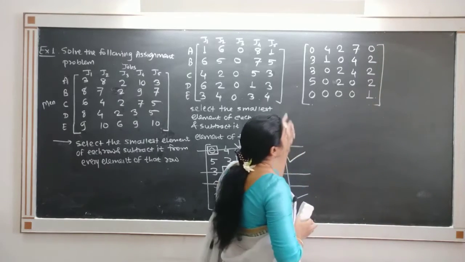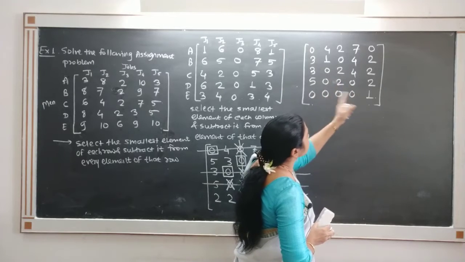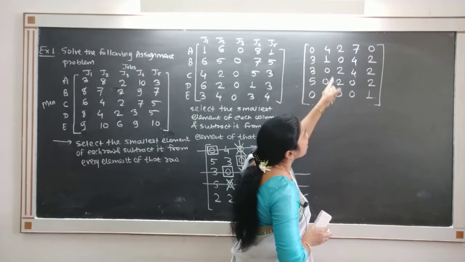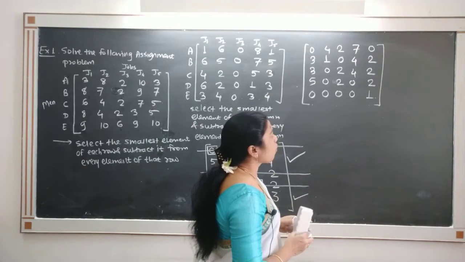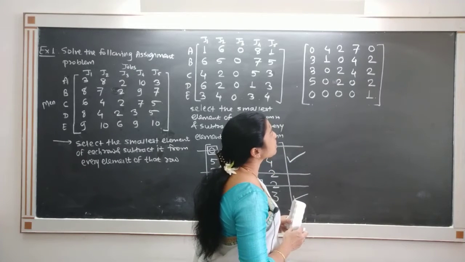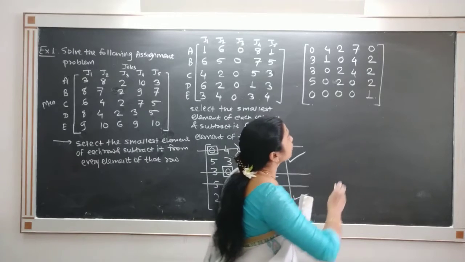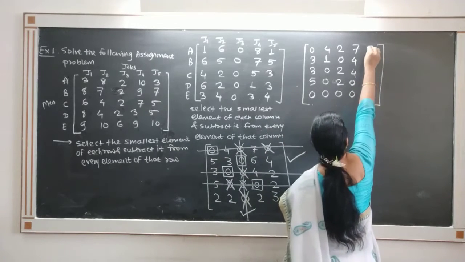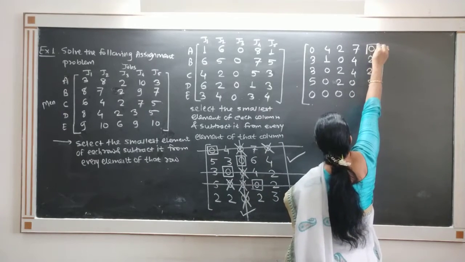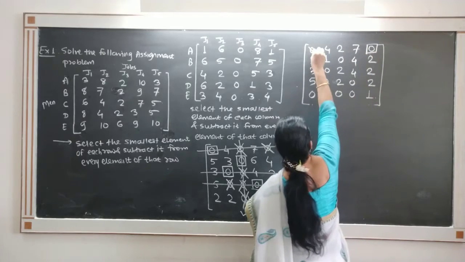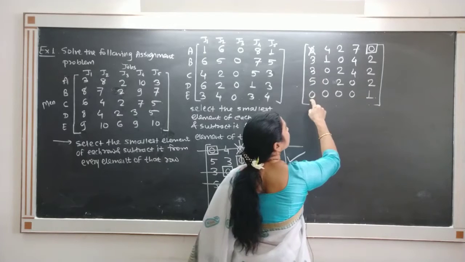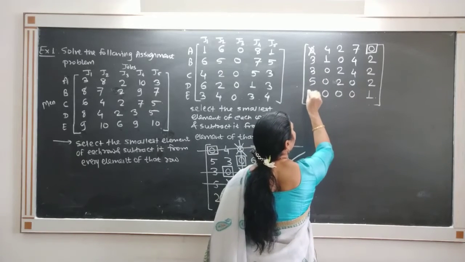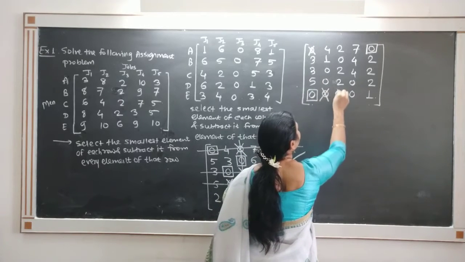Now see that each row has 0, similarly each column has 0. So start assigning. Check the column or row which contains a single 0. Observe that the last column contains a single 0. So box that 0 and cross out the others in that row or column. Now the first column contains a single 0. So box this and cross out the others.